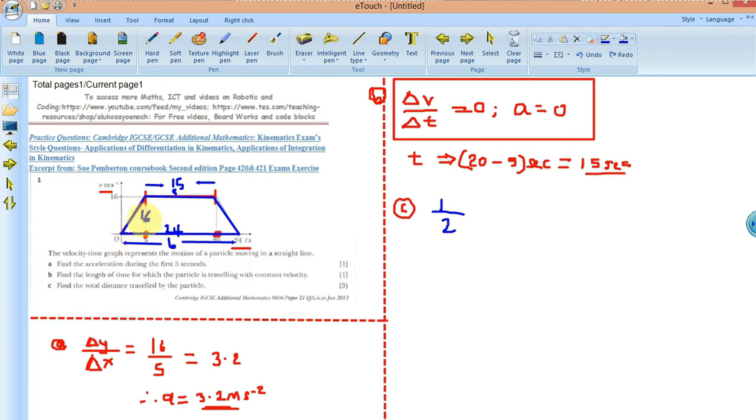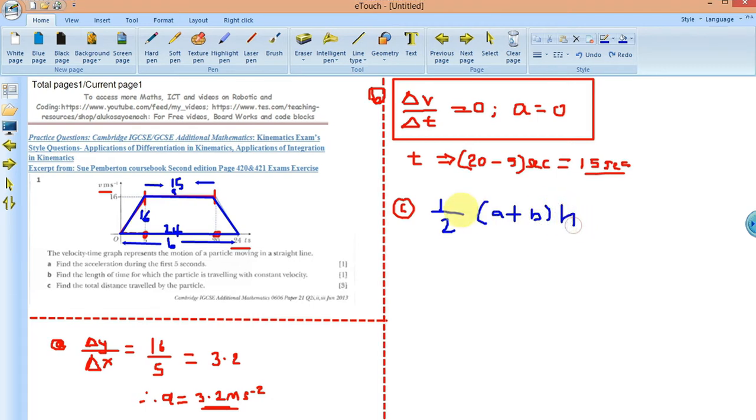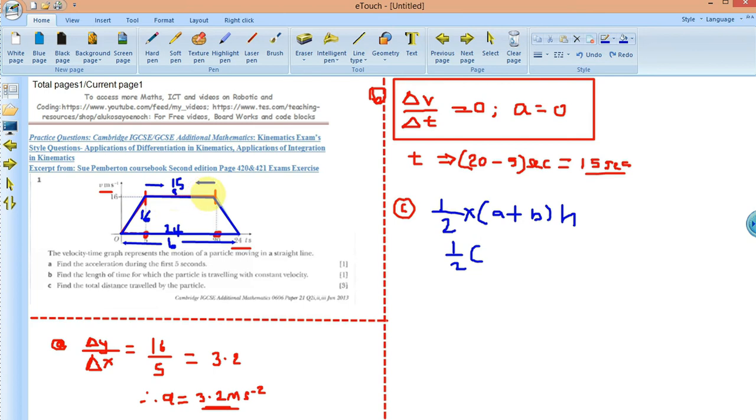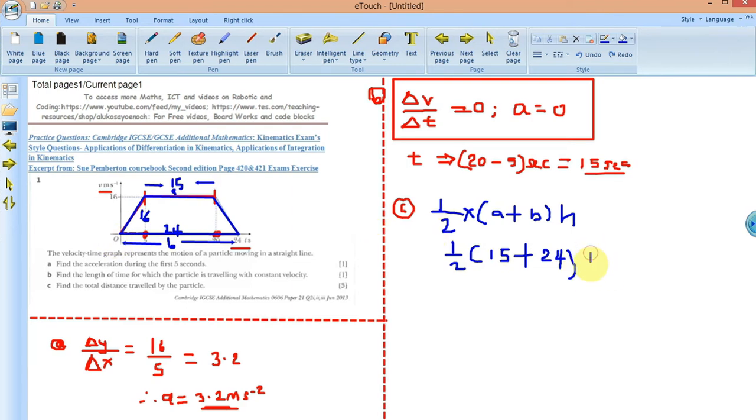So the height is 16. So let's go ahead and complete. Half into A plus B, that's the area of trapezium, guys. Times H. So half times the sum of parallel sides. So 20 minus 5, that is 15, plus 24 minus 0, that is 24. And the height is what? 16 minus 0, that is 16.